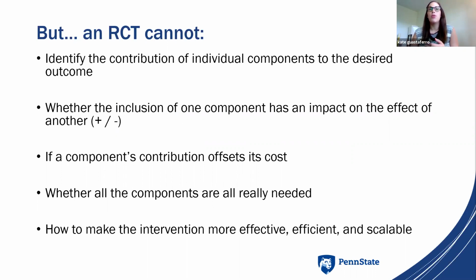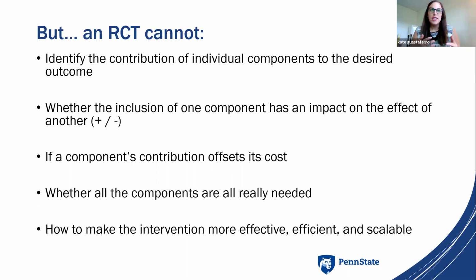We don't know whether the inclusion of one component has a positive or negative effect on another component. We also don't know if a component's contribution offsets its cost. So think for a moment about a very costly, be it money or time, component that you're interested in or that's relevant in your field. Do you know if its contribution towards your outcome actually offsets how much it costs to implement? You wouldn't know that from traditional RCT data.